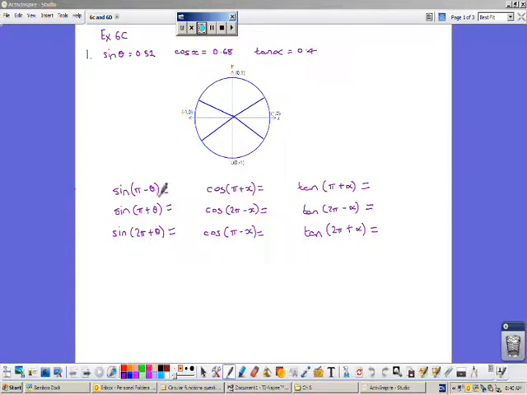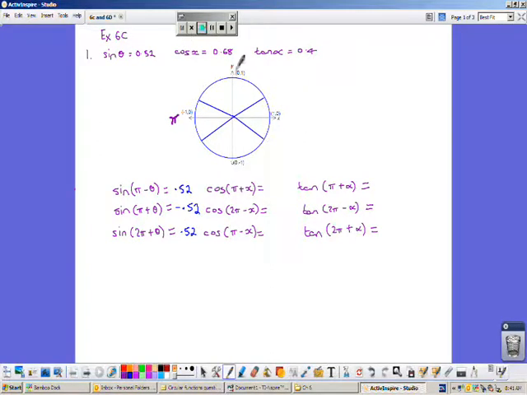So if we're looking for sine of pi minus theta, we know that this is pi here, so pi minus theta puts us in the second quadrant where sine is positive, so we can write our answer as 0.52. If we're looking for sine of pi plus theta, that puts us in the third quadrant. We know that sine is negative, so that's negative 0.52. And 2 pi plus theta puts us back in the first quadrant, so that's 0.52.